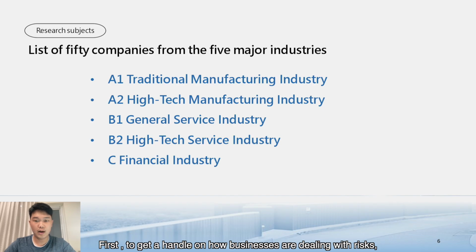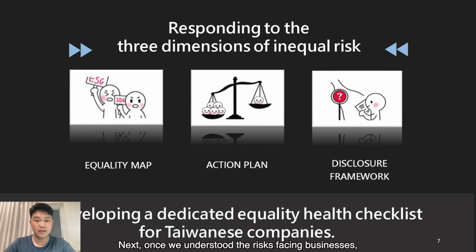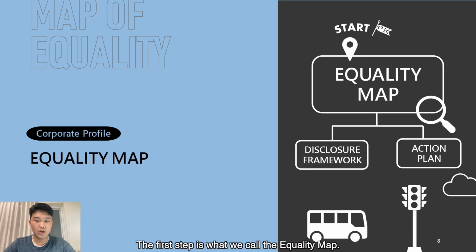First, to get a handle on how businesses are dealing with risks, we picked the top 5 industries in Taiwan. Next, once we understood the risks facing businesses, we will study these top 5 industries in depth using 3 steps to see where inequality exists. Then we put together a list of suggestions for improvement. The first step is what we call the inequality map. It basically shows how enterprises are doing in terms of inequality.